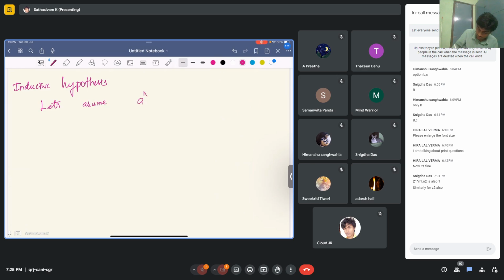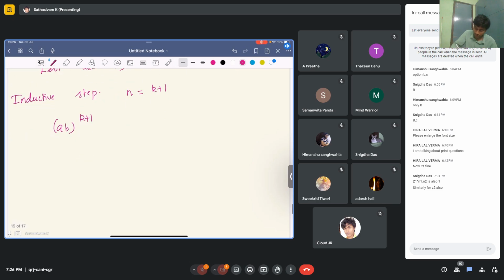Let's assume (ab)^n = a^n b^n. Now we prove it for... I will write k here rather than n. So we prove for n equal to k plus 1. Let's do (ab)^(k+1).